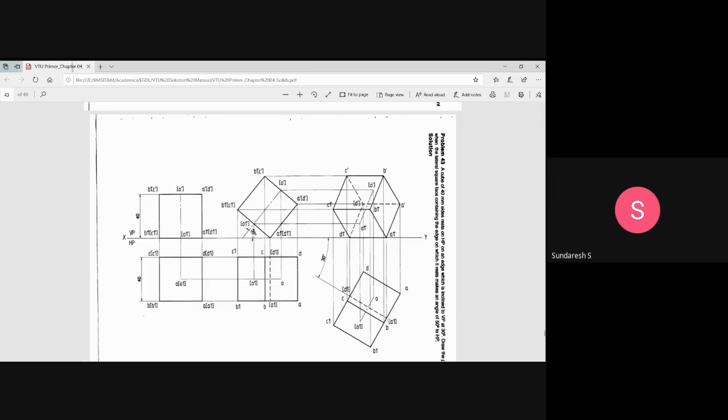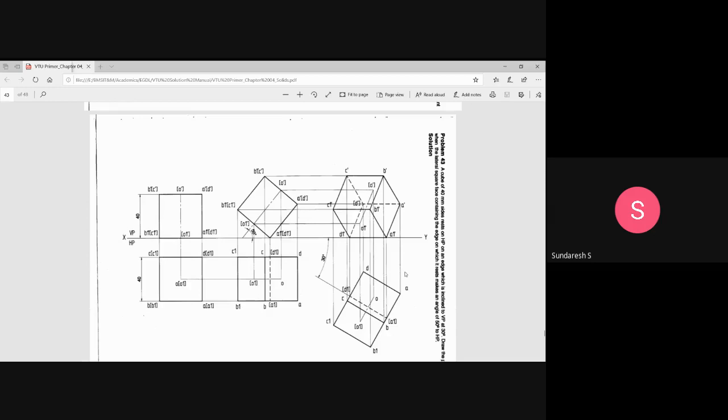Okay. Is it clear, my dear students? Any clarification, you can stop me and ask for any clarification or any doubts. Then, once you complete the second position, we have to move to the third position.